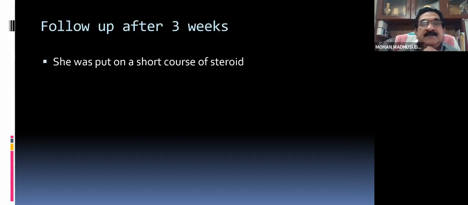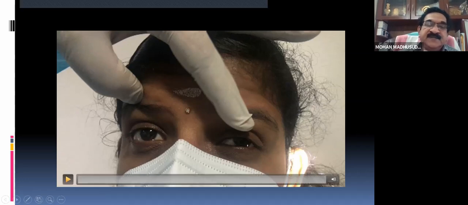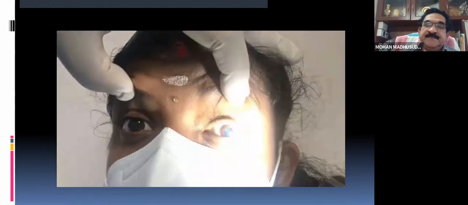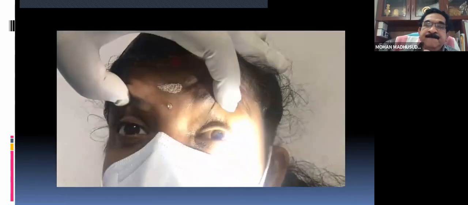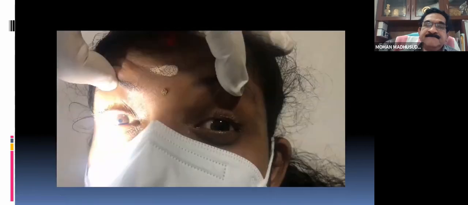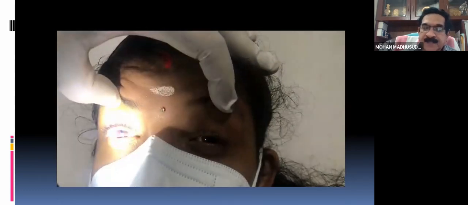So she was put on a short course of steroid, no benefit. The symptoms get completely alleviated by the pilocarpine. This is the follow up for the patient after 3 weeks. Pupil remains dilated. Okay, so that's the case here.